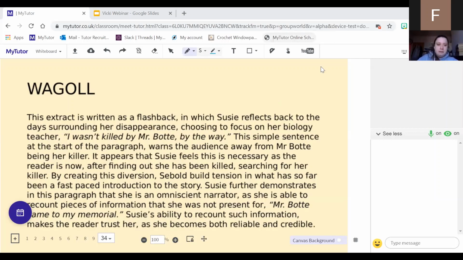Right, so I'll just double check chat feature. Let's have a quick look.